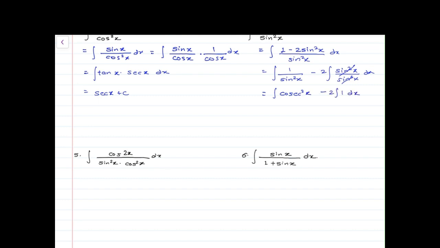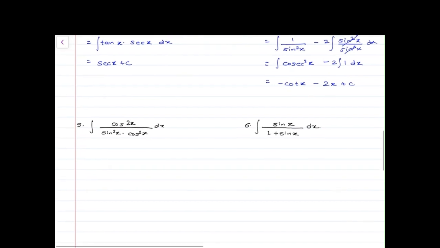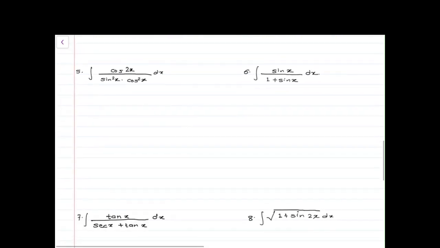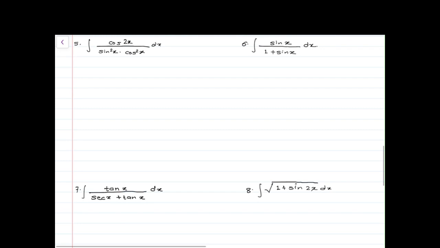Now you can simply solve this, right? You know the value of integration of cosec square x is minus cot x, and integration of 1 is x, and don't forget to write the c term. Okay, it's simple, right? It's not that difficult. You just need to simplify the equation as per your convenience, and you will get to the answers.